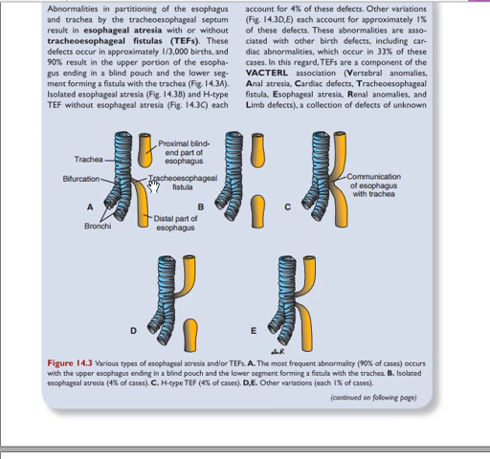Then B is not actually a tracheoesophageal fistula. B is isolated esophageal atresia, occurring in 4% of cases. Now C, D and E are other variations. So this is the other variation here. This is the H type.